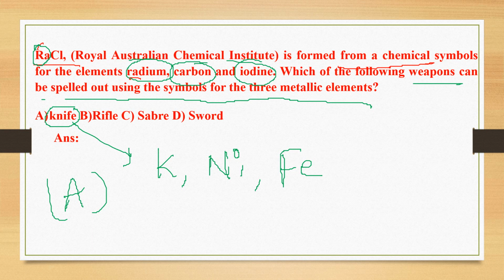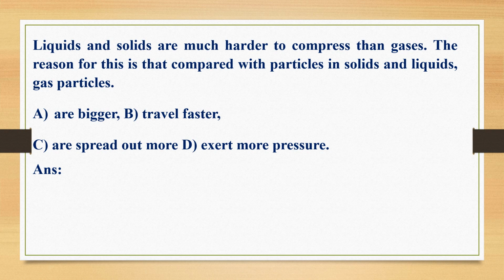The other options: Ra means radium, K means potassium, C carbon, and I means iodine. So this is about RACI. Similarly, knife means K potassium, Ni nickel, and Fe iron. A is the right answer.